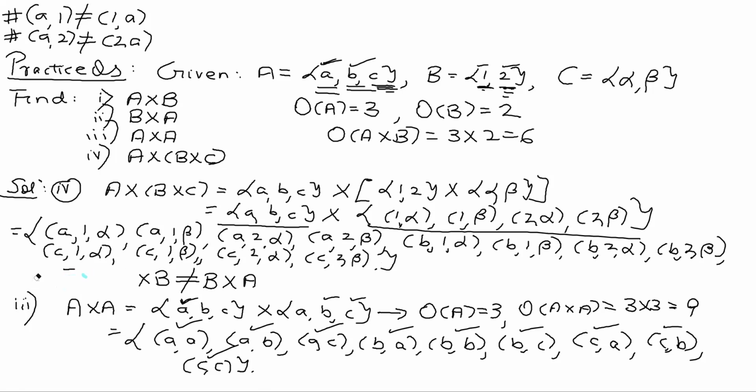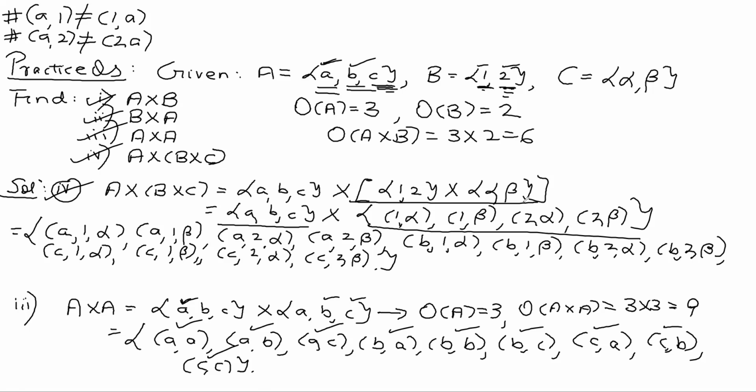I hope all students have understood the numerical example. We found A cross B, we found B cross A, and we found that A cross B is not equal to B cross A. We found A cross A, and right now this is A cross B cross C. First we find B cross C, then we further do it with A, and then we get this whole term. I hope all students are clear with this.